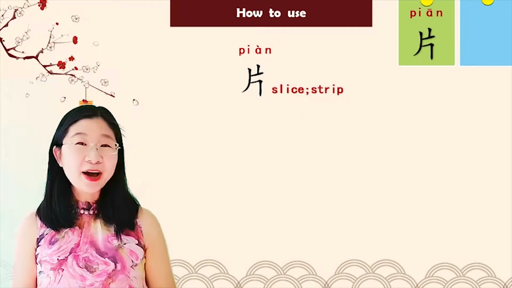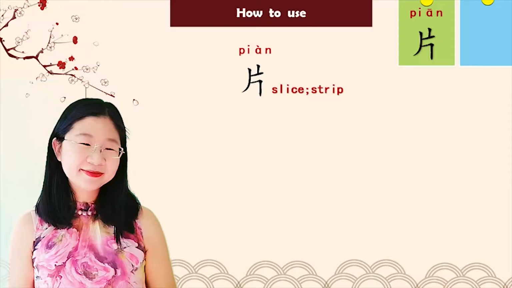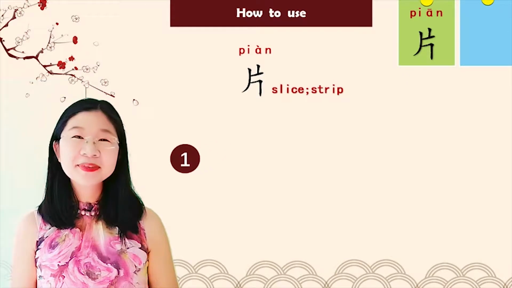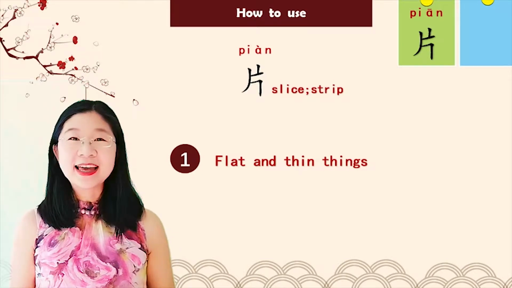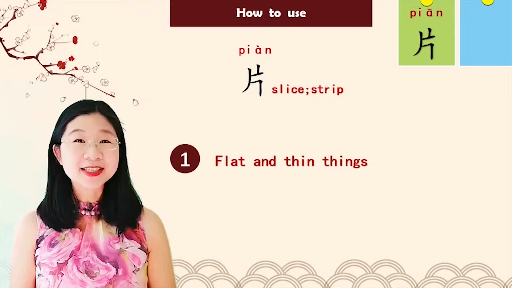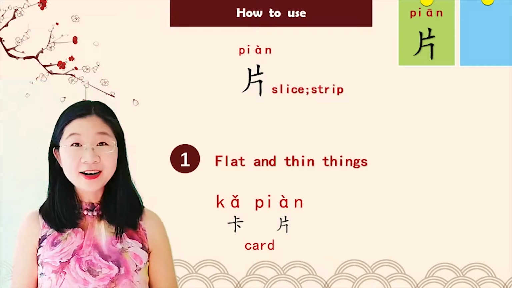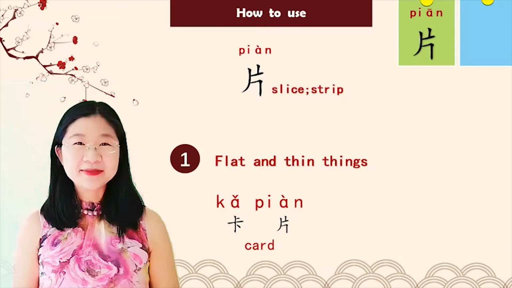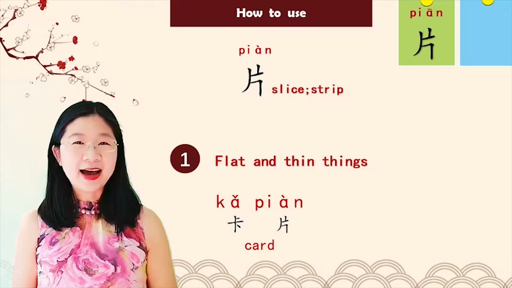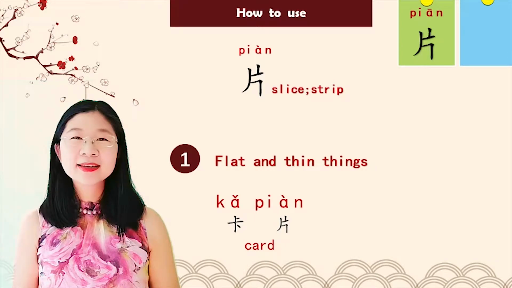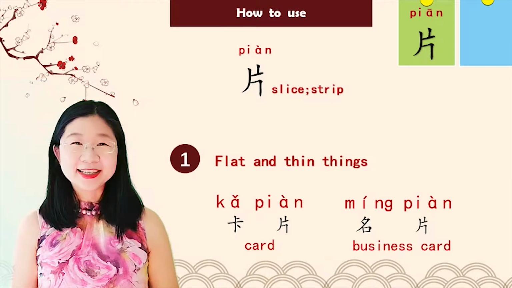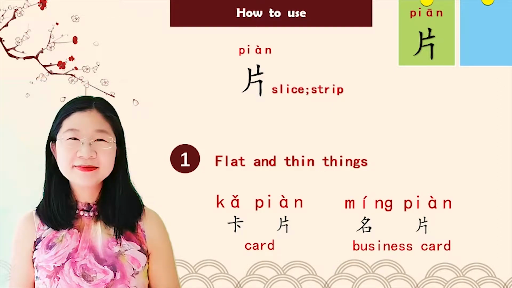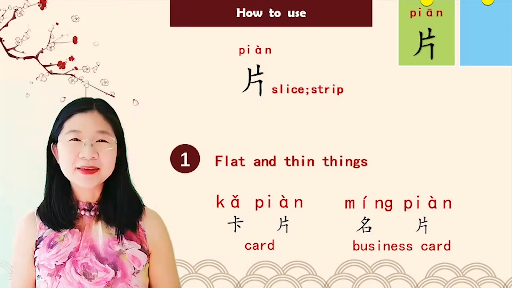Now let's see how to use this character. First, it means some flat and thin things. For example, the card is 卡片. Business card is 名片.